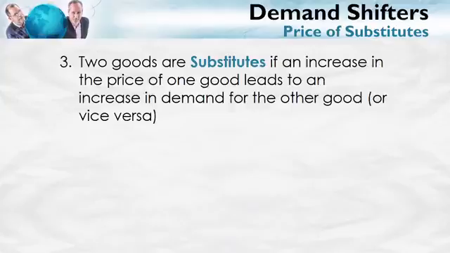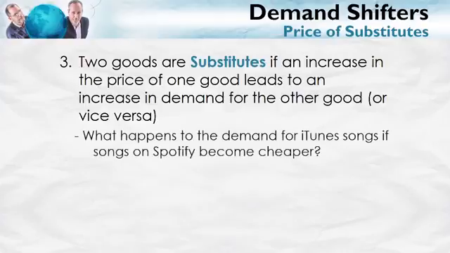Two goods are substitutes if an increase in the price of one good leads to an increase in demand for the other good as well. For example, suppose that the price of Nike shoes goes up. Well, that is going to increase the demand for Reebok shoes, and vice versa. Suppose instead that the price of Nike shoes goes down. That is going to decrease the demand for Reeboks as people switch from Reeboks to the now cheaper good, Nike. Another example. What happens to the demand for iTunes if songs on Spotify, a competitor, become cheaper? If Spotify is cheaper, that's going to decrease the demand for iTunes.